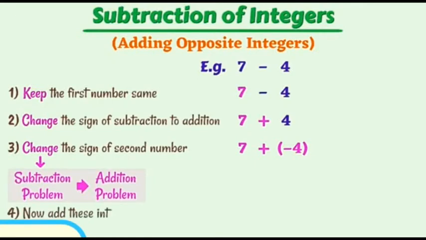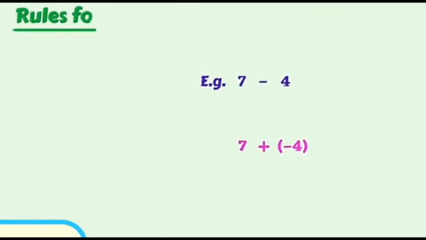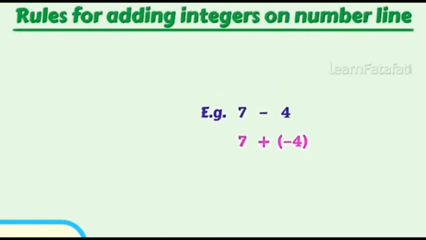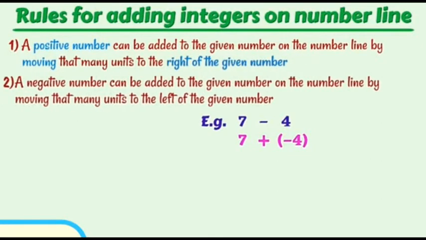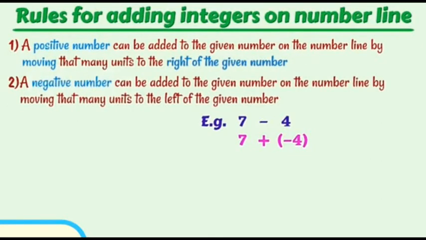Step 4. Now we can add these integers on number line or without using number line. Rules for adding integers on number line are: Rule number 1. A positive number can be added to the given number on the number line by moving that many units to the right of the given number. Rule number 2. A negative number can be added to the given number on the number line by moving that many units to the left of the given number.